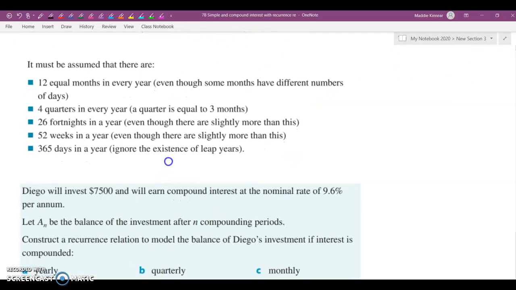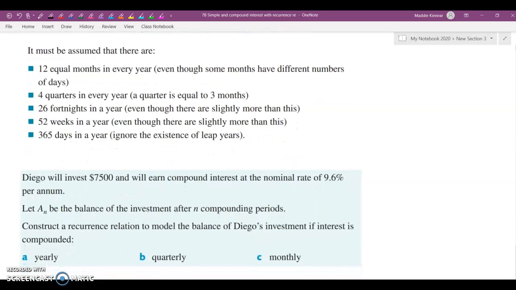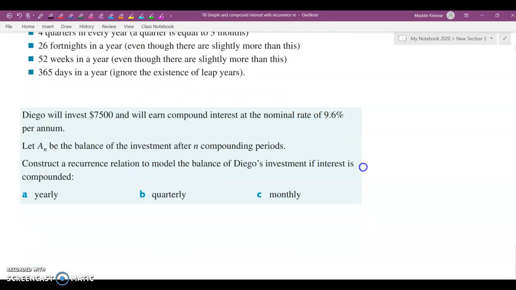Just for assumptions and things like that, there are 12 equal months in every year, so we just assume they're equal. We appreciate they do have different numbers of days, but we just say monthly is this. There are 4 quarters in every year, and each quarter is equal to 3 months. We say there are 26 fortnights in a year, 52 weeks in a year, and 365 days. We ignore the existence of leap years. So they're the generic assumptions that we need to make.